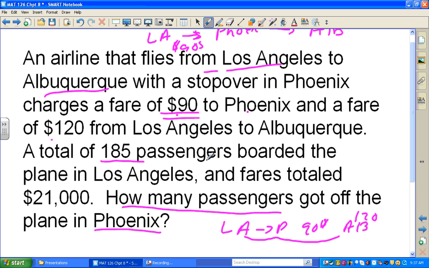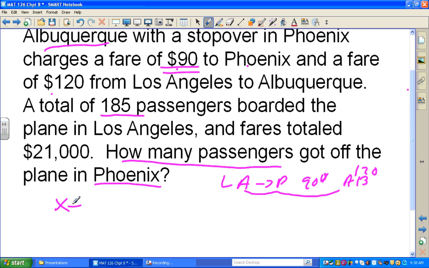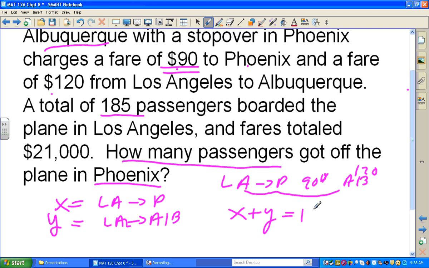A total of 185 passengers boarded the plane in LA. Fares totaled $21,000. How many passengers got off the plane in Phoenix? This is where a system is a lot better than trying to use your algebra to set up one equation with one variable. This shouldn't be that difficult, should it? Do you want to let x equal the people from LA to Phoenix? Sure. And let y equal from LA to Albuquerque? All right. So we got 185 of those people: x plus y equals 185.